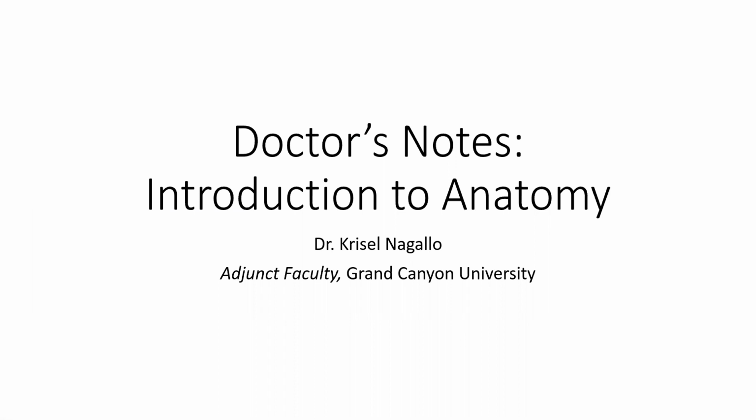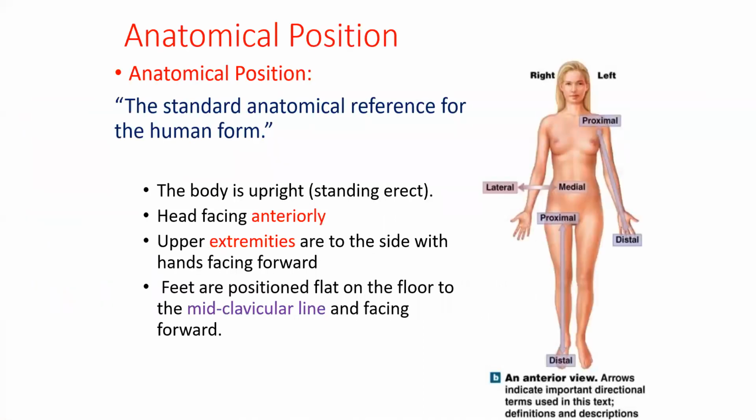In this video, we will address some key terms and terminology when it comes to studying anatomy. First, anatomical position. An anatomical position is the standard anatomical reference for the human form. What this means is when we refer to certain structures in reference to one another in the human body, it is always described assuming that we're referencing anatomical position.